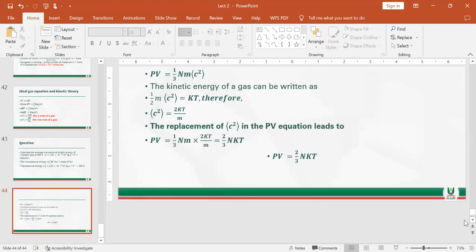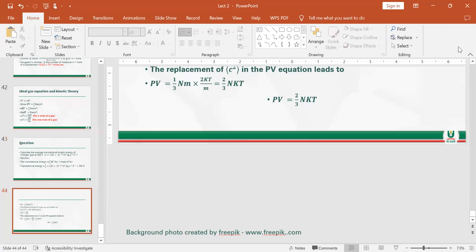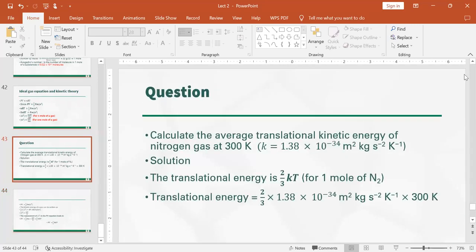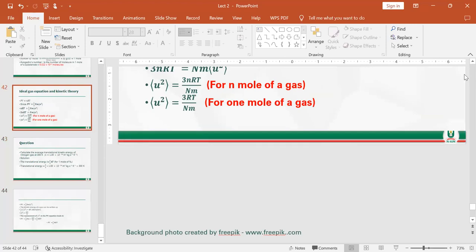The derivation is not very important, but those who are strong in math, you can join me to carry out the derivation. Can I take a few questions before I leave?